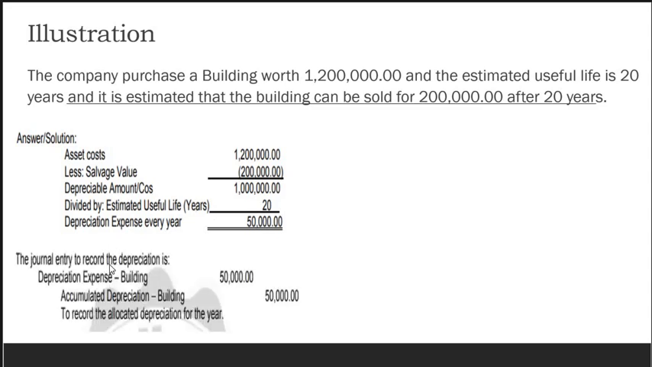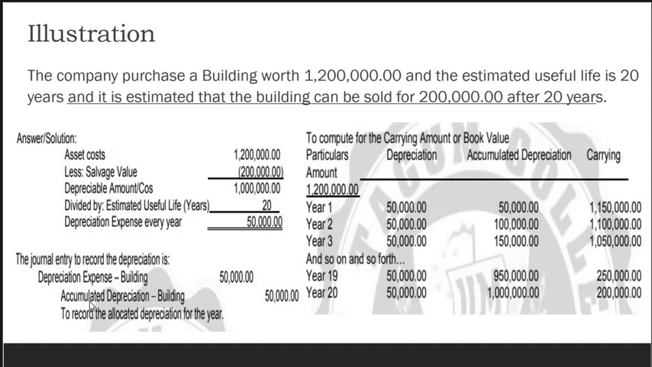So this is the journal entry to record depreciation. The pro forma entry is actually a debit to the depreciation expense and a credit to accumulated depreciation. Depreciation expense is an expense account, whereas accumulated depreciation is a contra asset account. So it will be shown as a deduction to your cost. Okay? So this is the depreciation table. You'll start with year 1 until year 20. So your carrying amount or depreciation is 50,000.